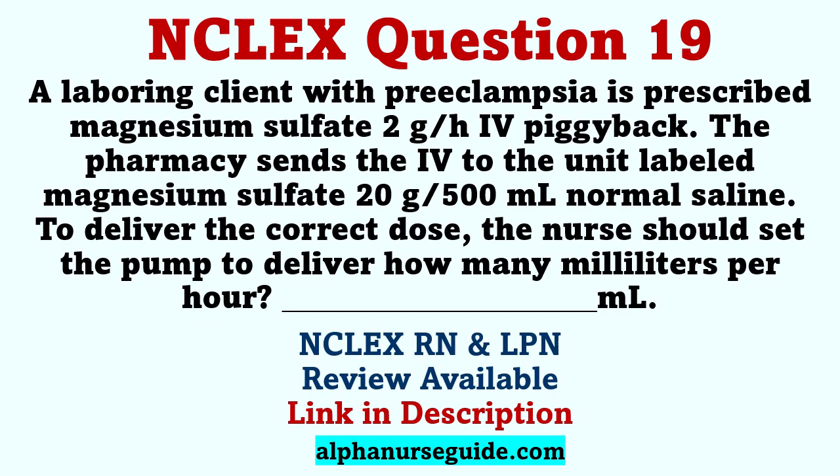A laboring client with preeclampsia is prescribed magnesium sulfate 2 grams per hour IV piggyback. The pharmacy sends the IV to the unit, labeled magnesium sulfate 20 grams per 500 milliliters normal saline, to deliver the correct dose. The nurse should set the pump to deliver how many milliliters per hour? Blank mL.